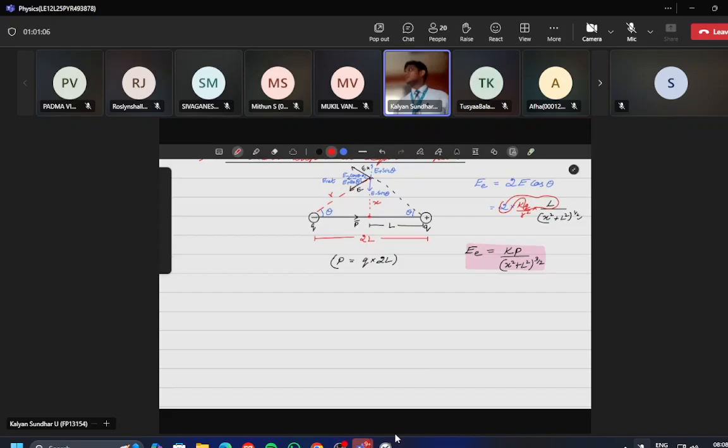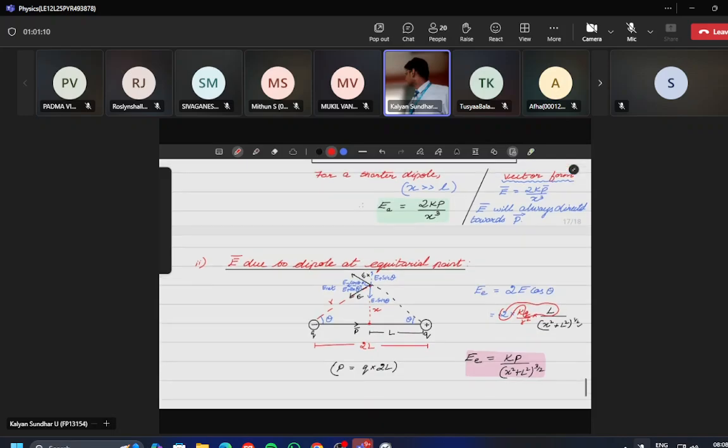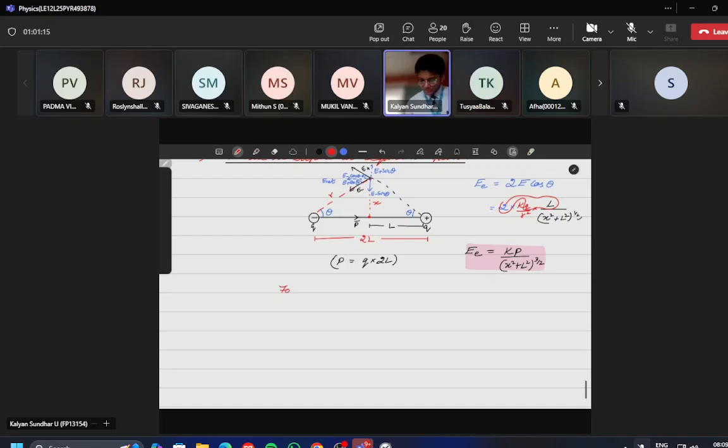Right sir. Now what did we see next? We saw the vector formula. Oh sorry, the shorter dipole we have seen, right? Same goes here. For a short dipole, x much greater than L, the field at the equatorial point will be equal to kp divided by x cube.